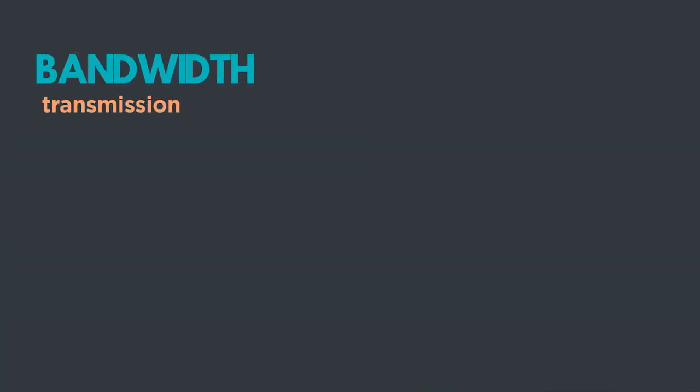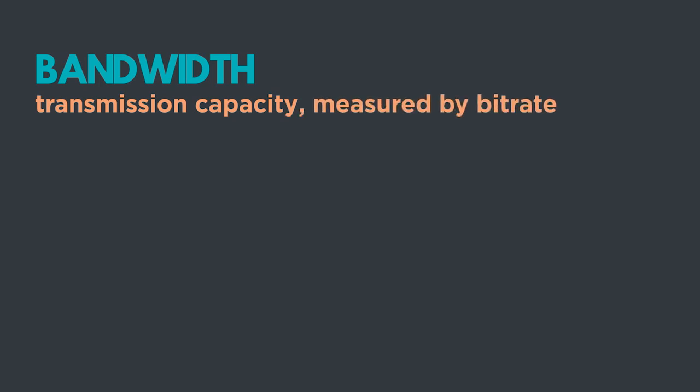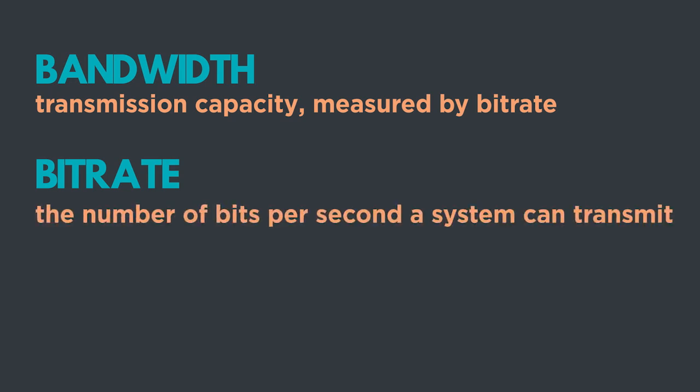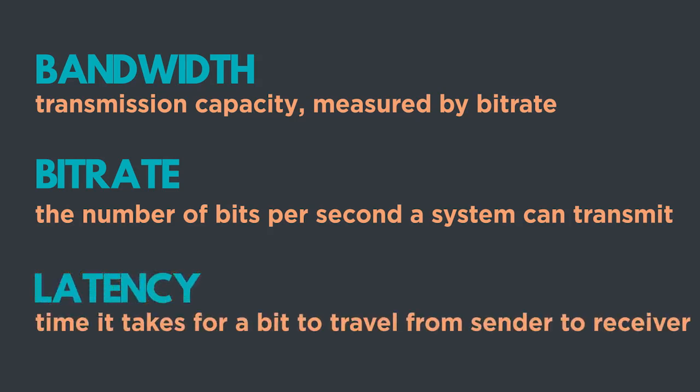Obviously, we'd like to send things a little bit faster than 1 bit per second, so we need to increase our bandwidth, the maximum transmission capacity of a device. Bandwidth is measured by bit rate, which is the number of bits that we can actually send over a given period of time, usually measured in seconds. A different measure of speed is the latency, or the amount of time it takes for 1 bit to travel from one place to another, from the source to the requesting device.